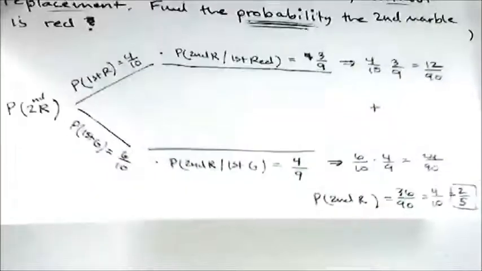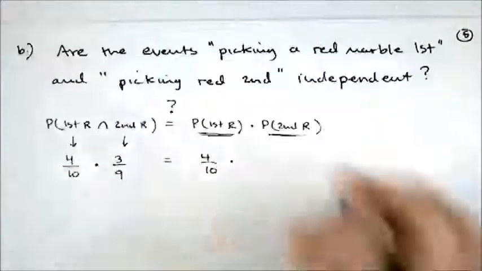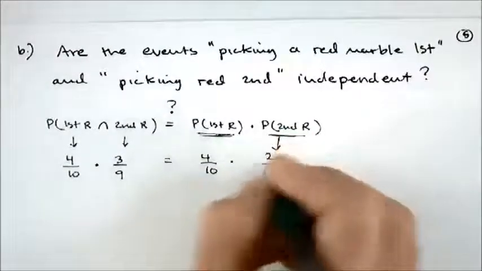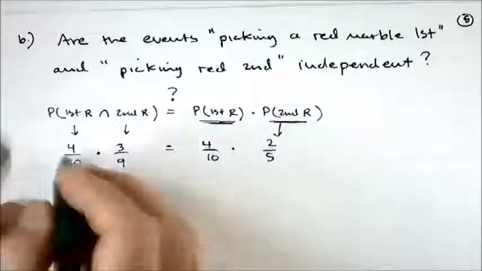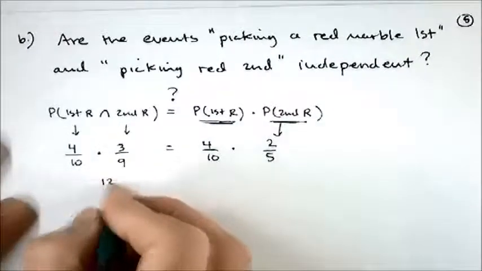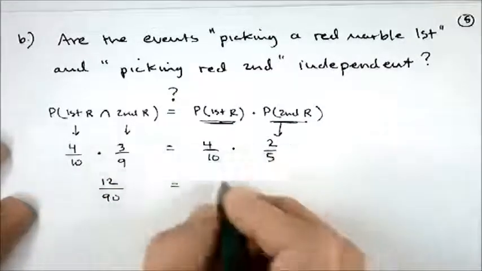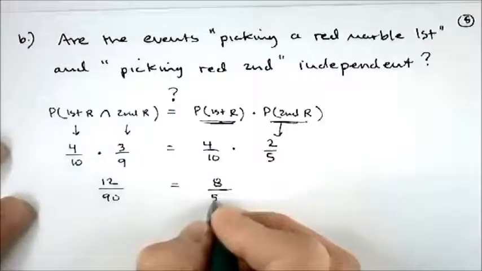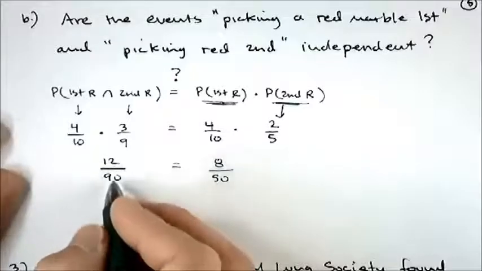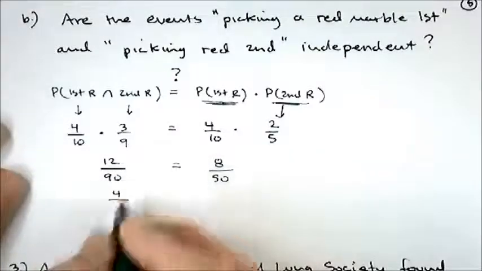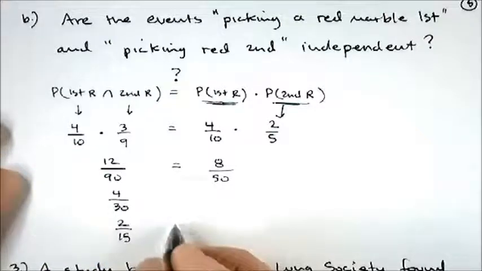I'll just use 2/5. This one we worked out to be 2/5. And this comes out to be 12 out of 90. Now if I multiply those together, that is 8 out of 50. If I can reduce this down, 3 goes into this, 4 over 30, 2 goes into that. That's 2/15 in its simplest form.